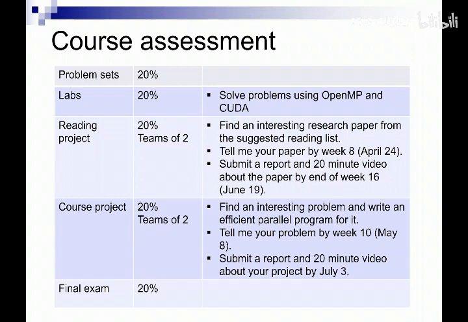And in particular, OpenMP and the CUDA language. So I'll give you different problems that you will code up using OpenMP and CUDA.